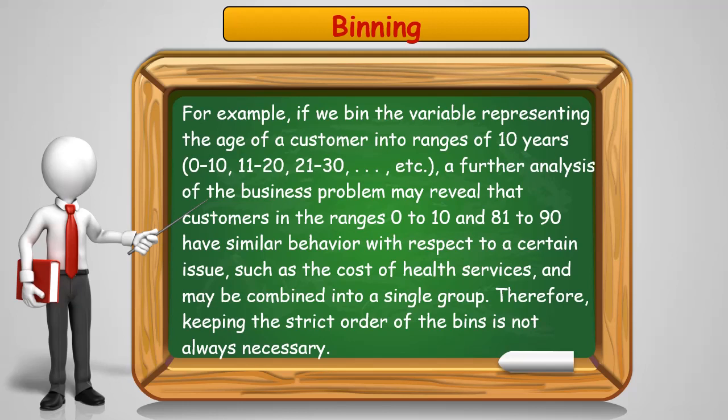Let's say, as an example, I'm taking the age of my customer and I'm putting them into bins of 0 to 10, 11 to 20, 21 to 30, and so on. And when I'm working on my data analysis, I decide that bins 0 through 10 and 81 through 90 have similar behavior, at least with respect to the problem I'm trying to address. And therefore, I want to group them together. So keeping them in strict order may not necessarily be the choice that's always right for you.